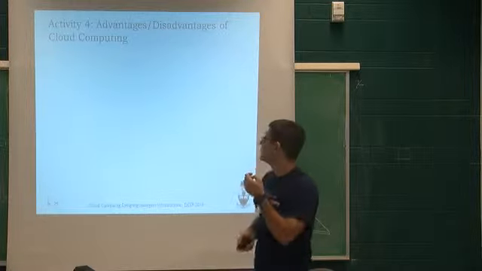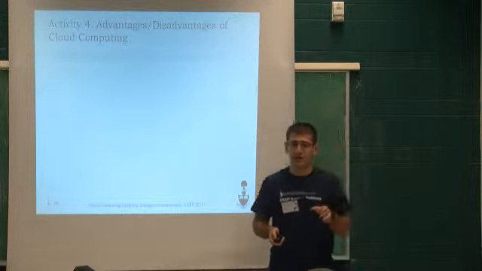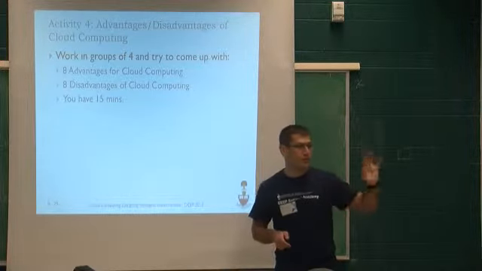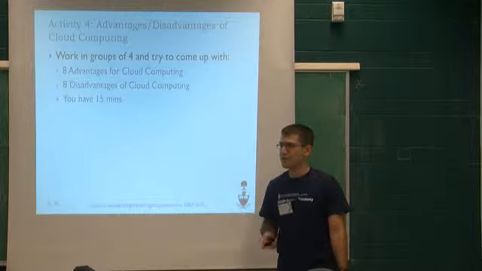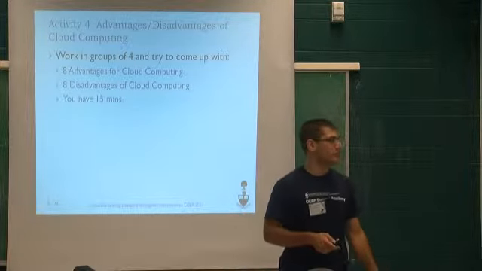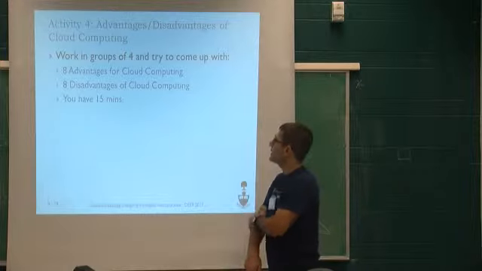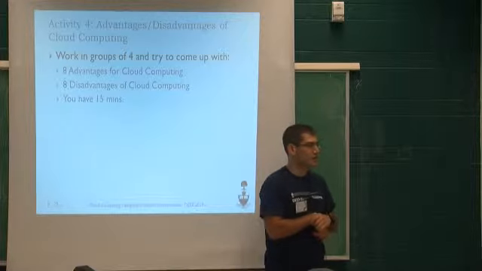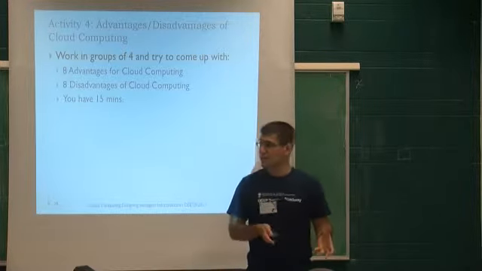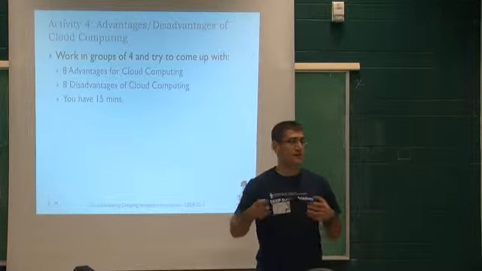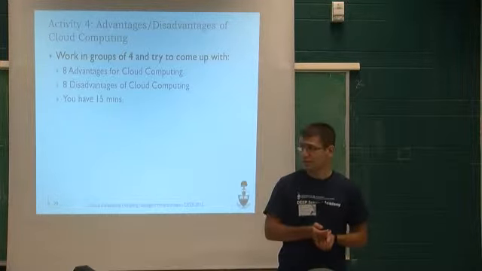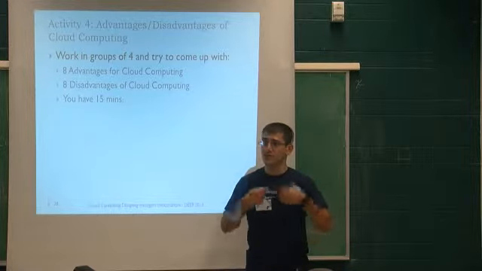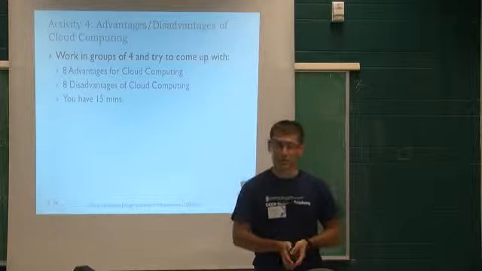So now you'll be working on a small group activity, a 15-minute activity in groups of 4 or 3. You have to come up with 8 advantages and 8 disadvantages of cloud computing. Then we're going to discuss these, and after that start with the Amazon Cloud activity. Okay? So you have 15 minutes. You can start. If you have questions, please ask us.